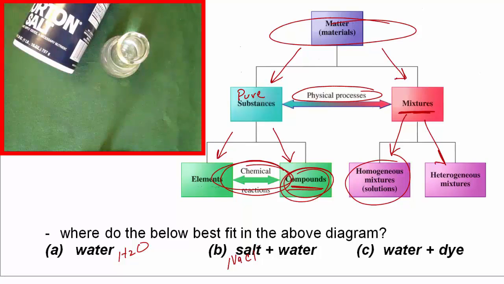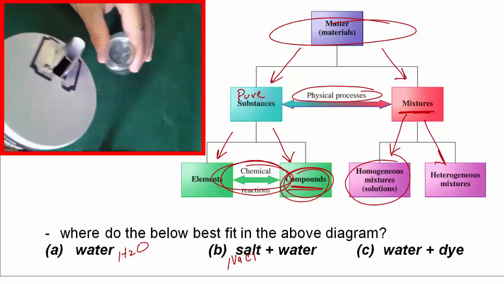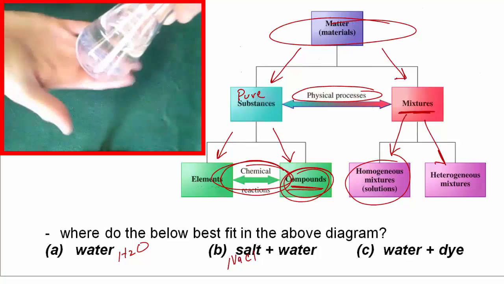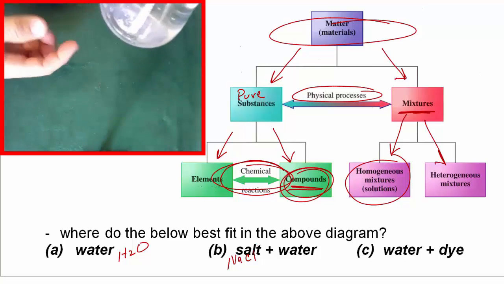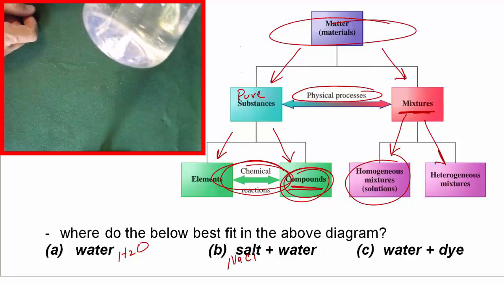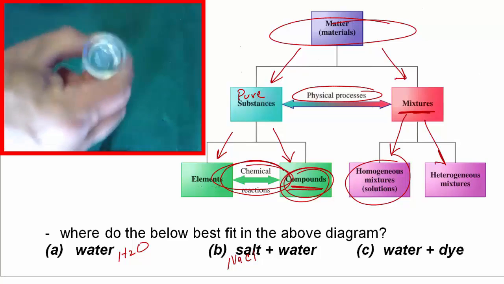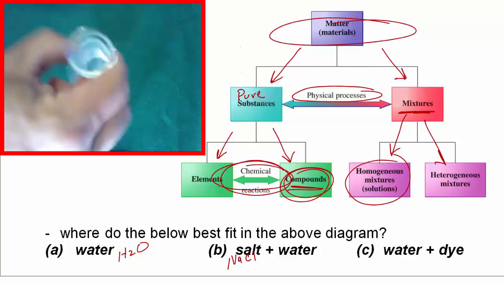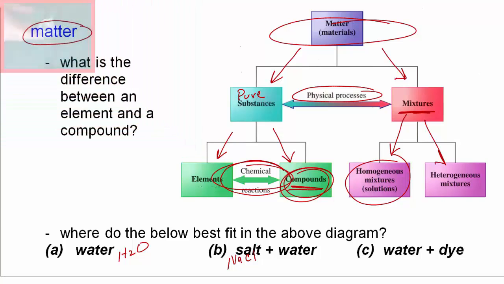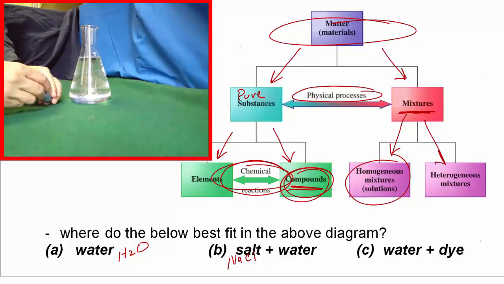What if we mix the two? Okay, I don't know if you can see it, but we've got salt crystals on the bottom. This is definitely a mixture, and it would be a heterogeneous mixture because the salt isn't dissolved. But once I get all the salt to dissolve, it becomes a homogeneous mixture. It's a solution. Here I have pure water and some dye.